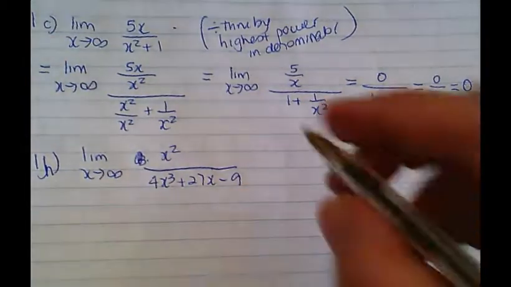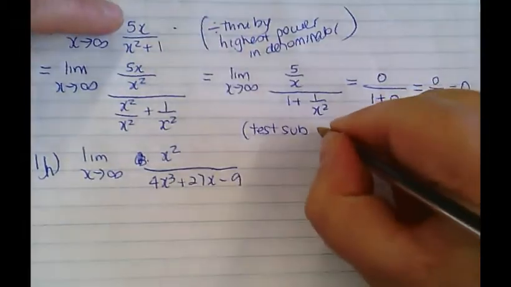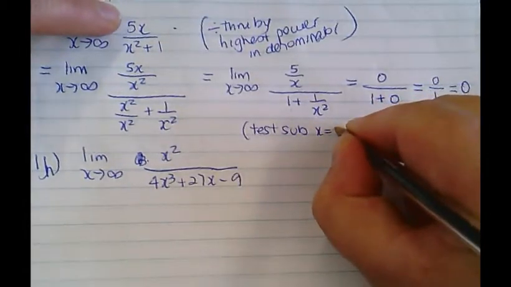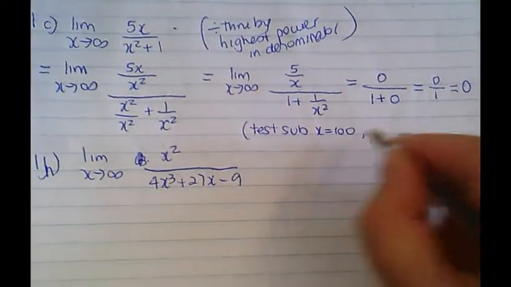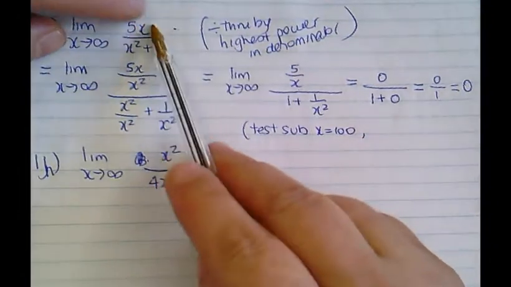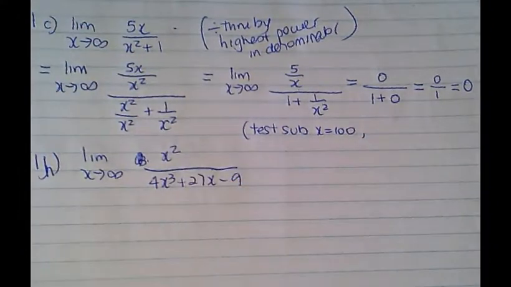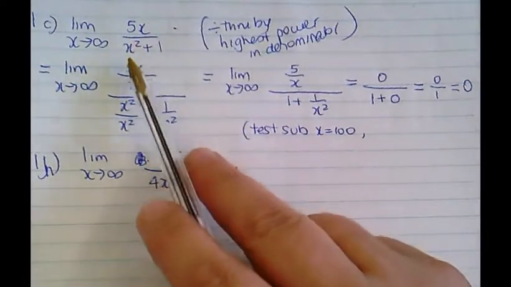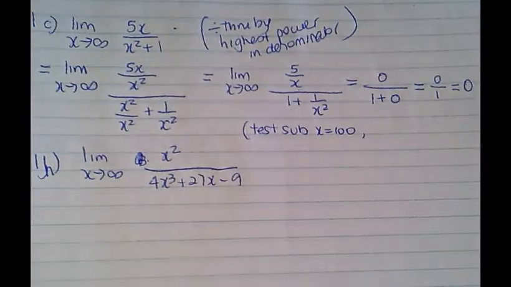Now what you could do, we could test this. Let's just substitute into the original function x is 10 or 100. Let's go. X is 100. Now, you don't do the whole thing with x is 100. Wouldn't that be 500 divided by 10,001? Can someone do it, please? So I want 500, because that's 5 times 100, divided by 100 squared is 10,000 plus 1. So 500 divided by 10,001, and what do you get?